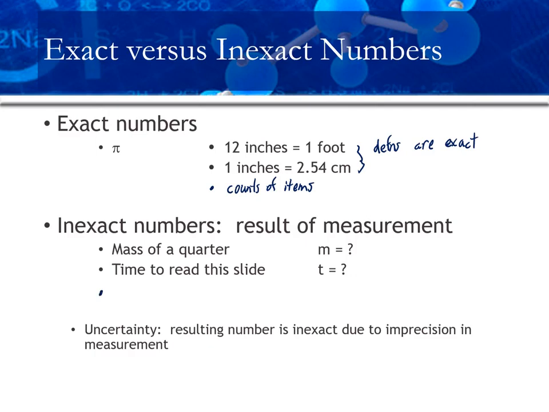Another category that always involves uncertainty is any calculation involving measured quantities. So that, for example, if I measure the length and width and height of a box and want to calculate the volume, how well I know the resulting volume is limited by how well I know those dimensions that I've measured with some sort of measurement device. So the resulting number is inexact due to imprecision in the measurement device itself.